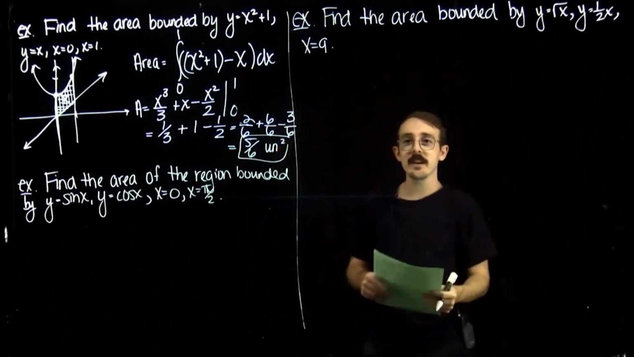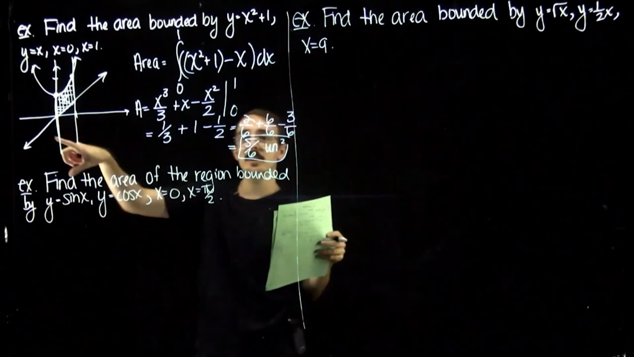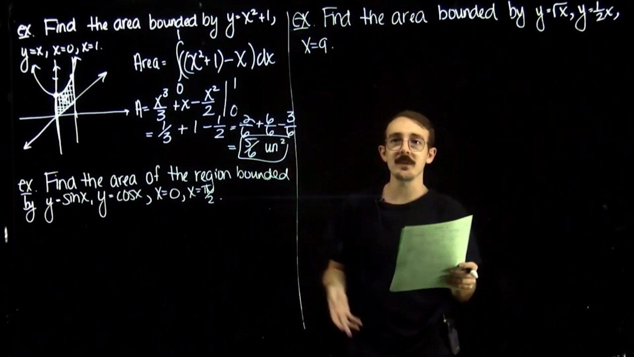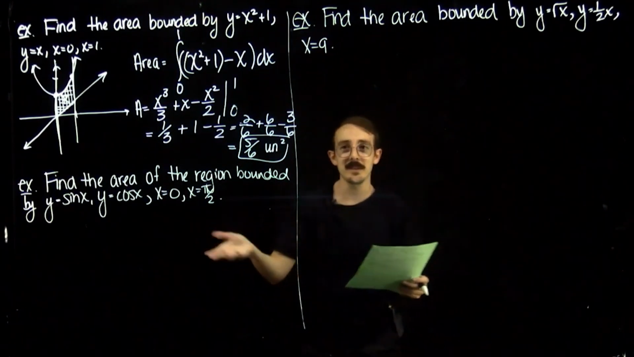So we calculated an area. The exact area of this region right here is 5 over 6 units squared. Units squared because it's an area and I don't know what the units are. So usually you're not going to be given the units.